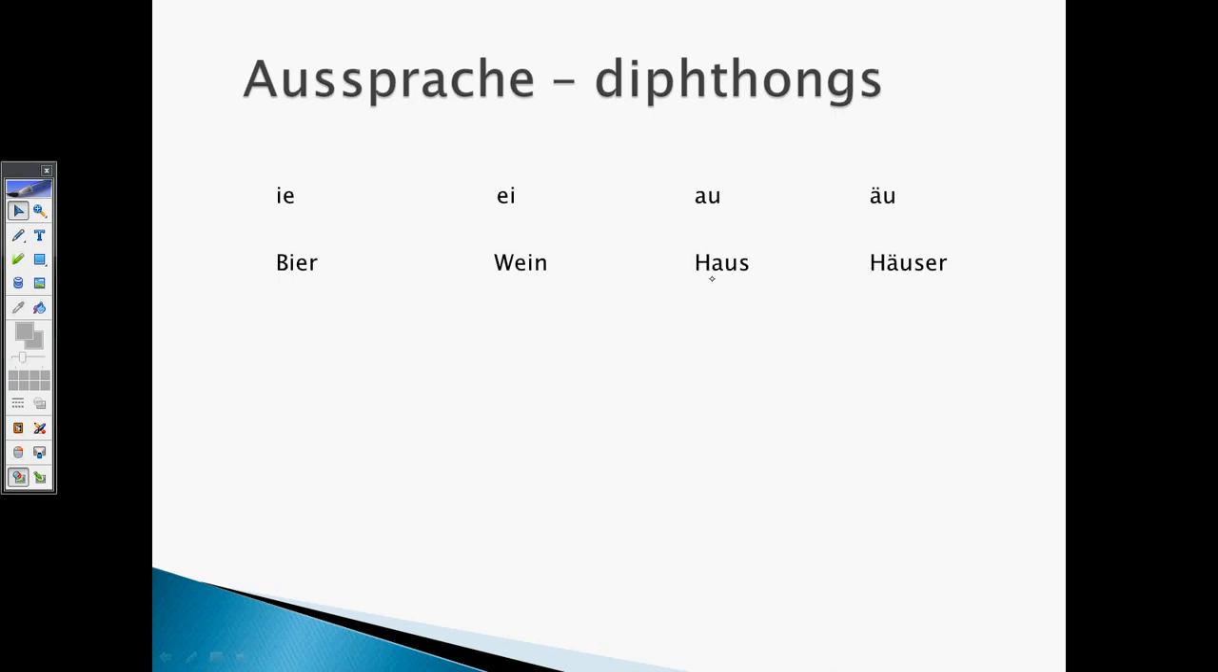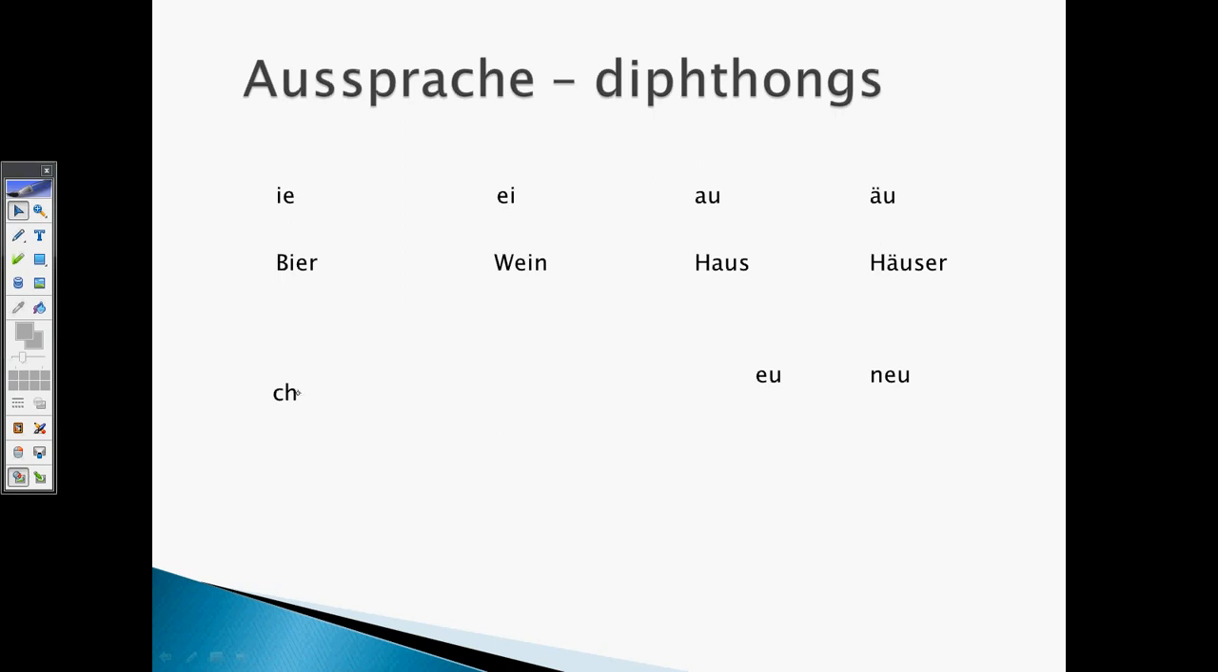So das Haus, die Häuser. So the house, the homes. Gut. And then kind of similar with that theme of the oi sound would be the E and the U together. That makes an oi sound, just like the A and the U with the umlauted A in Häuser. Right? For example, the word neu, or new. So we have Bier, Wein, Haus, Häuser, neu.